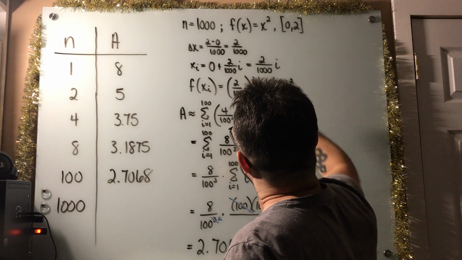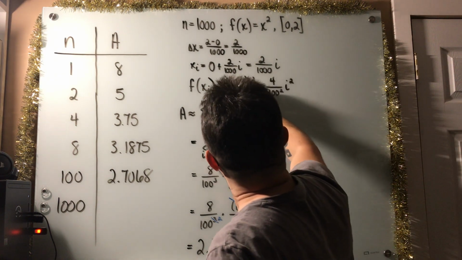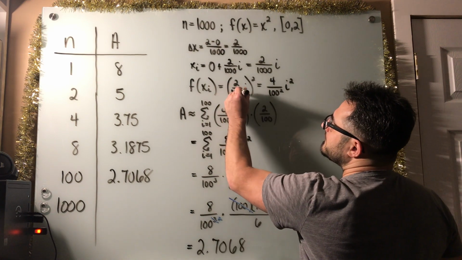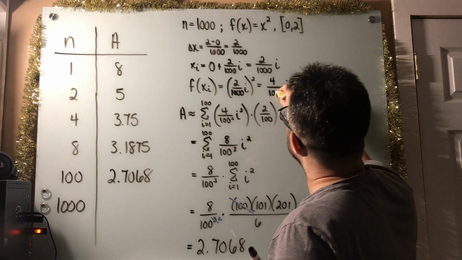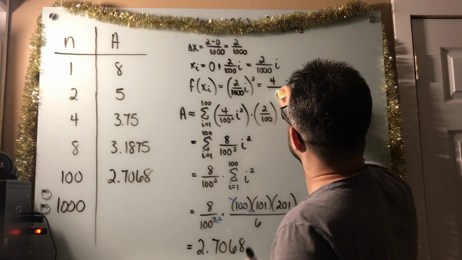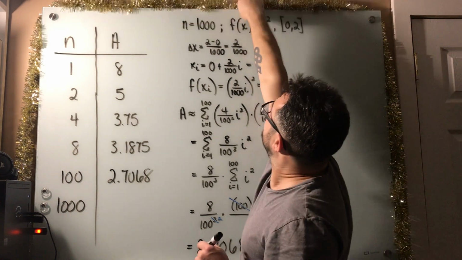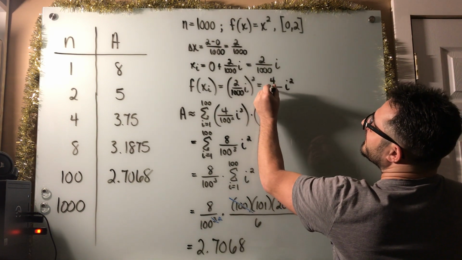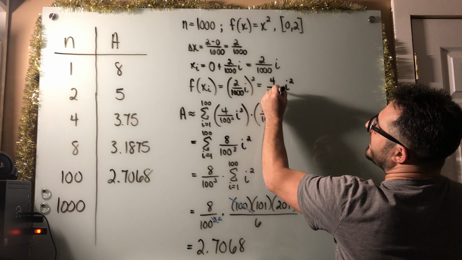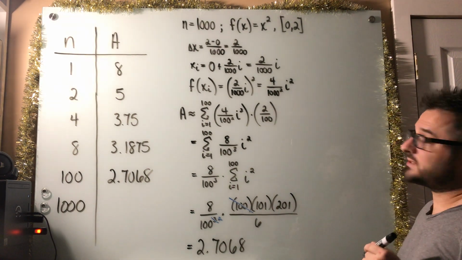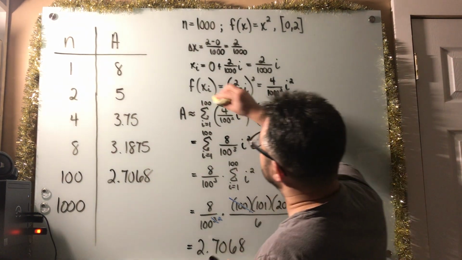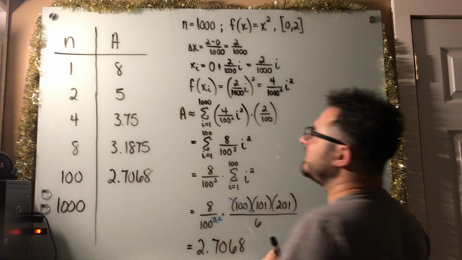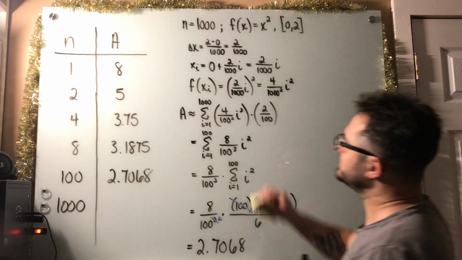So we come down here, and again, f of x sub I is not 2 over 100 I squared, it's 2 over 1,000. 2 squared is still 4. I squared is still I squared. Don't mind Christmas decorations. And 1,000 squared is, well, 1,000 squared. So we're now doing the sum of 1,000 rectangles.